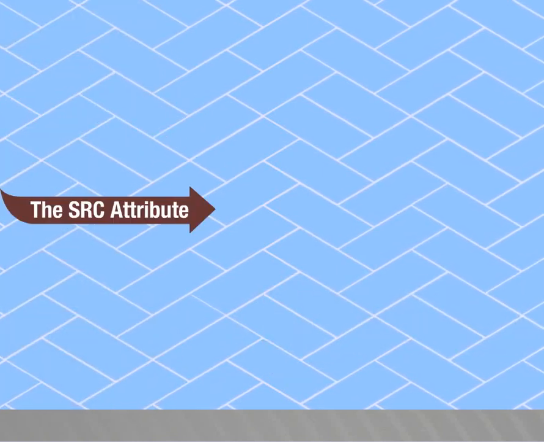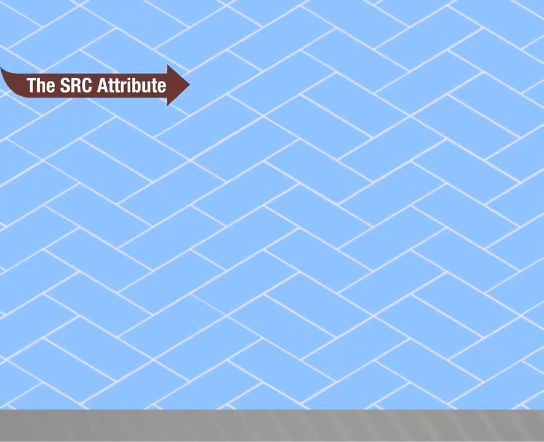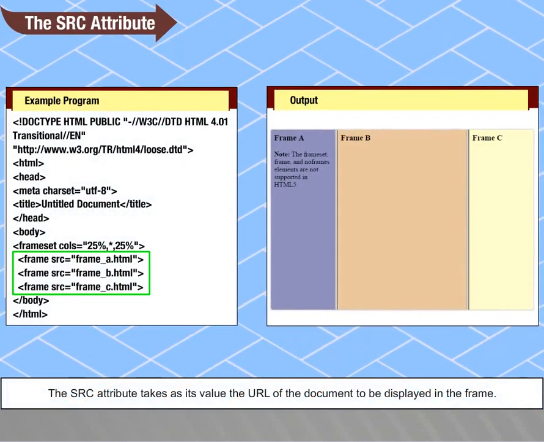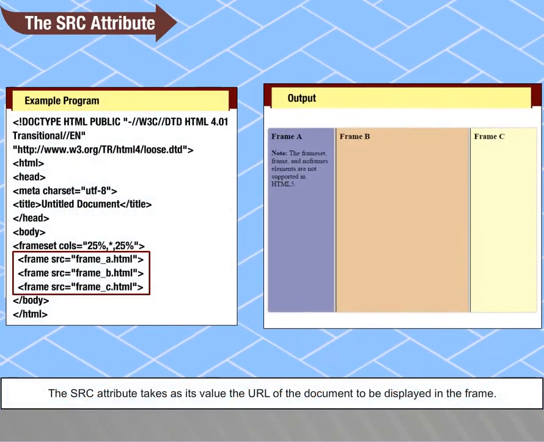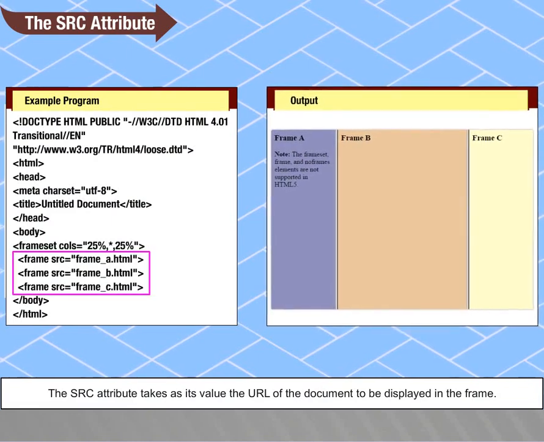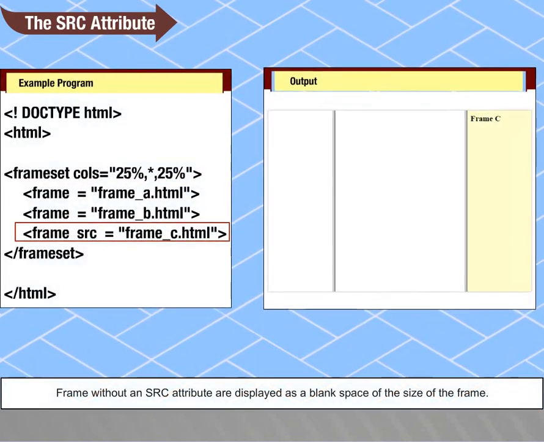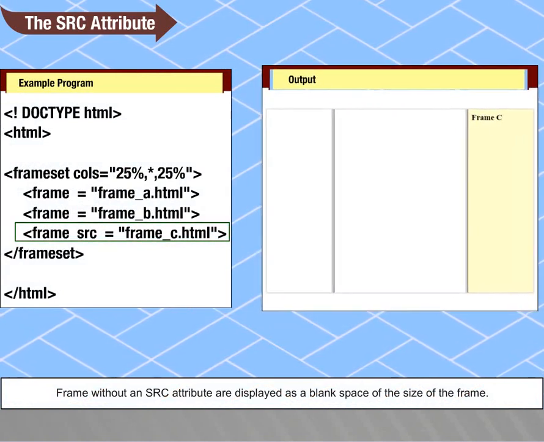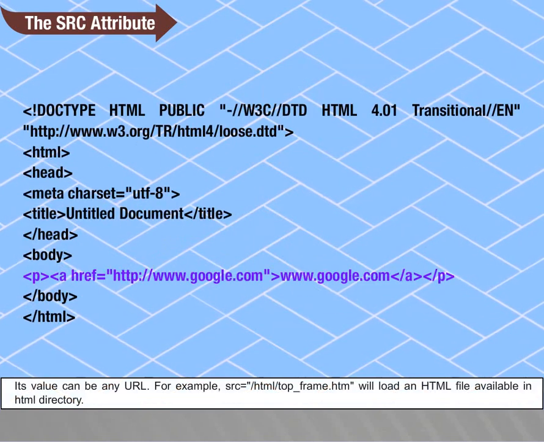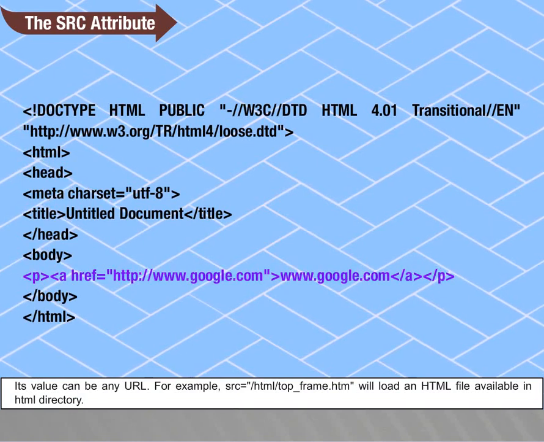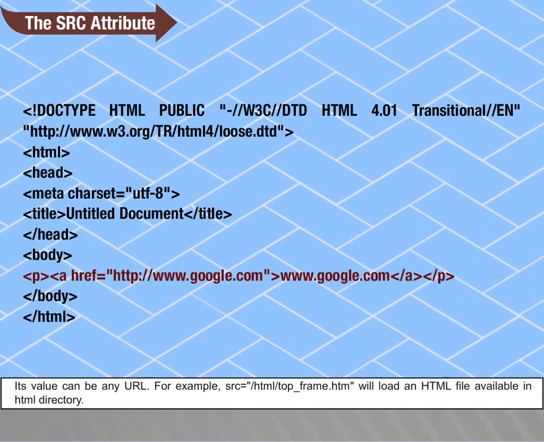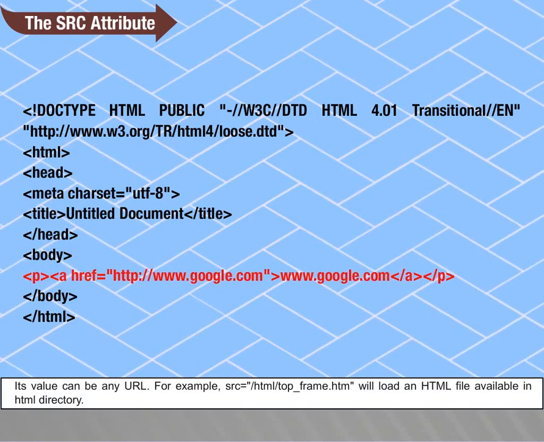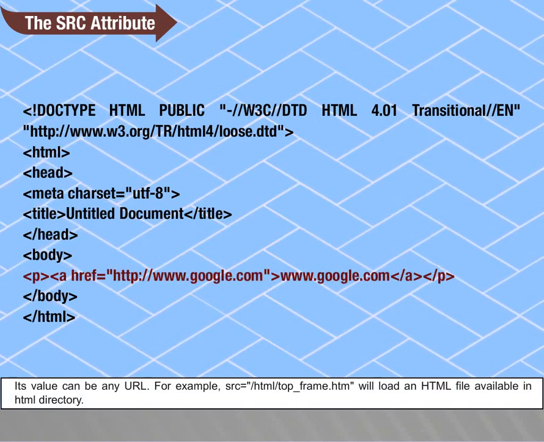The src attribute. The src attribute takes as its value the URL of the document to be displayed in the frame. Frames without an src attribute are displayed as a blank space of the size of the frame. Its value can be any URL. For example, src="/html/top_frame.htm" will load an HTML file available in the html directory.